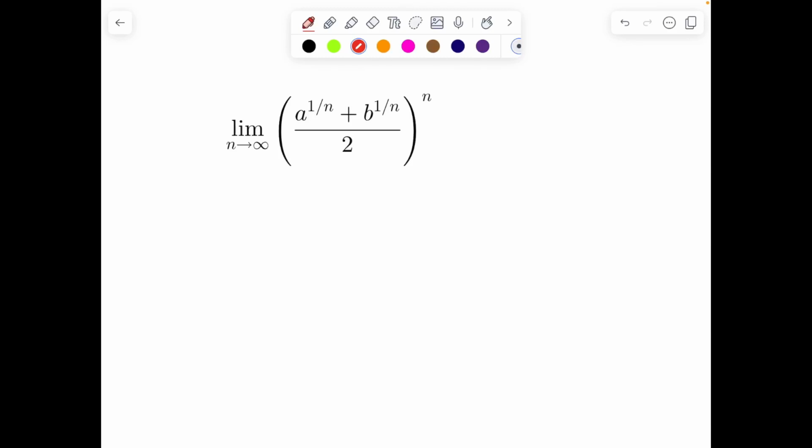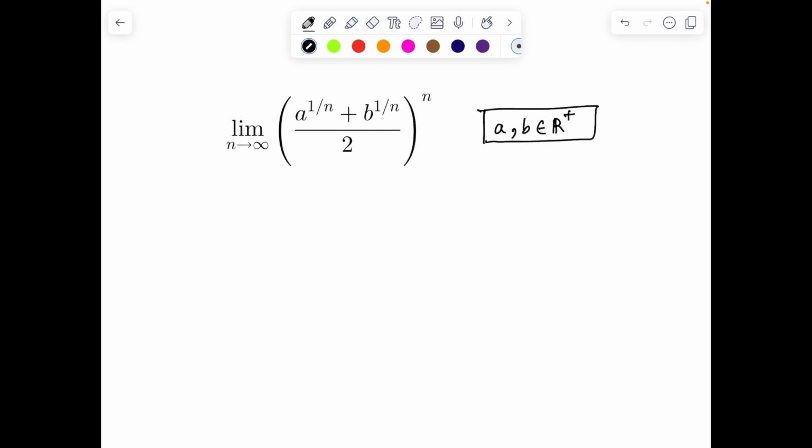There is a beautiful problem based on basic ideas. Let's try this: limit n tends to infinity of (a raised to the power 1 by n plus b raised to the power 1 by n) over 2, all to the power n. Now you can clearly see, since we do not know the parity of infinity, it might be even or odd. So here, for mathematical rigorousness, I'll take a, b belongs to real plus.